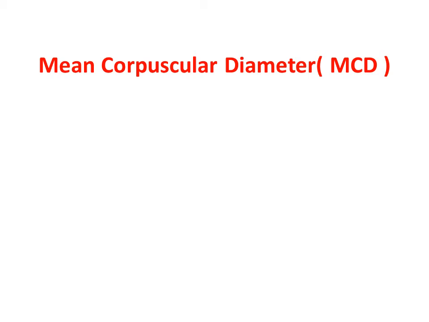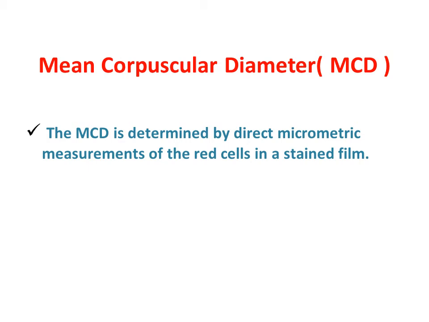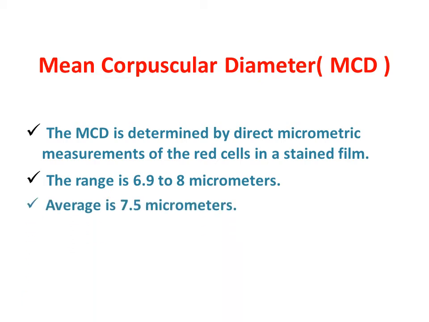Mean corpuscular diameter or MCD. The MCD is determined by direct micrometric measurements of the red cells in a stained film. The range is 6.9 to 8 micrometers. Average is 7.5 micrometers.